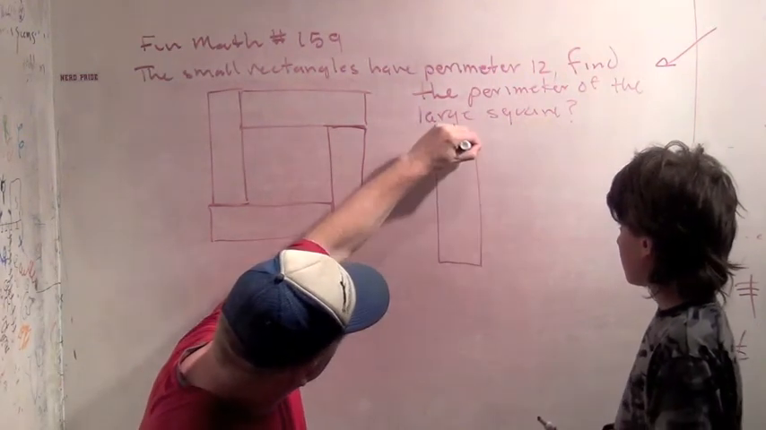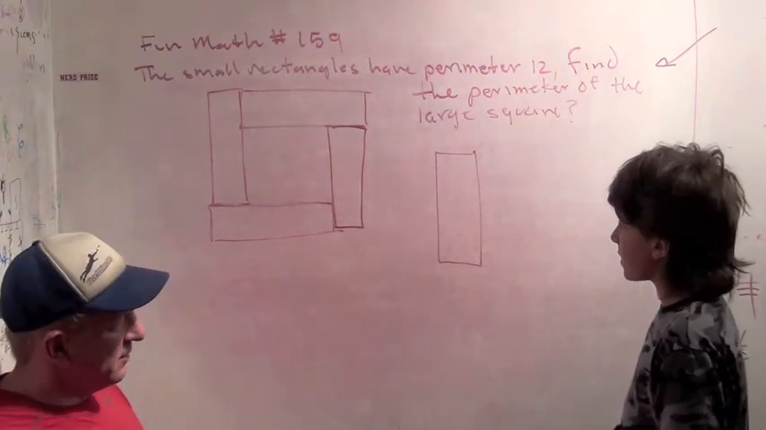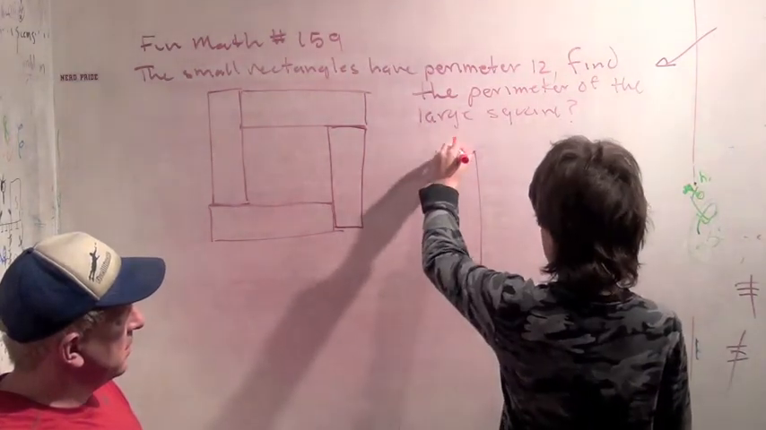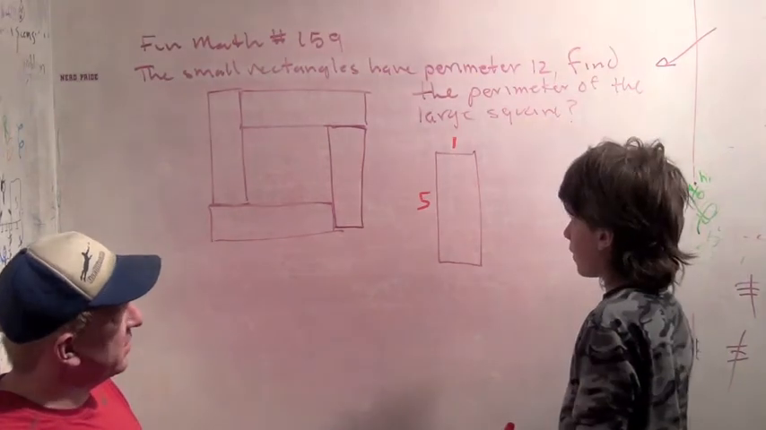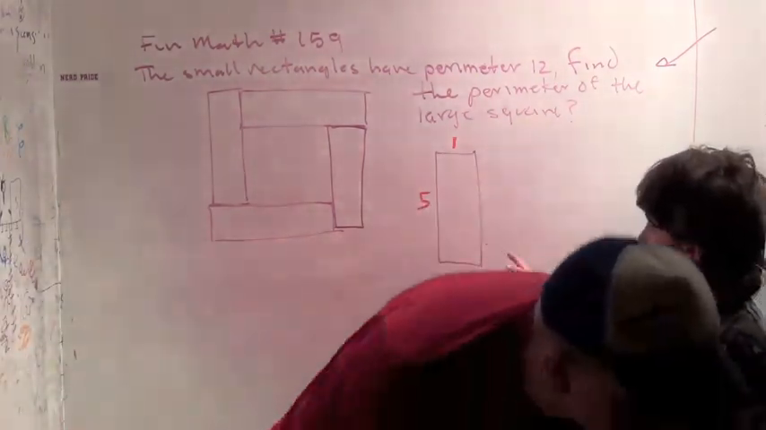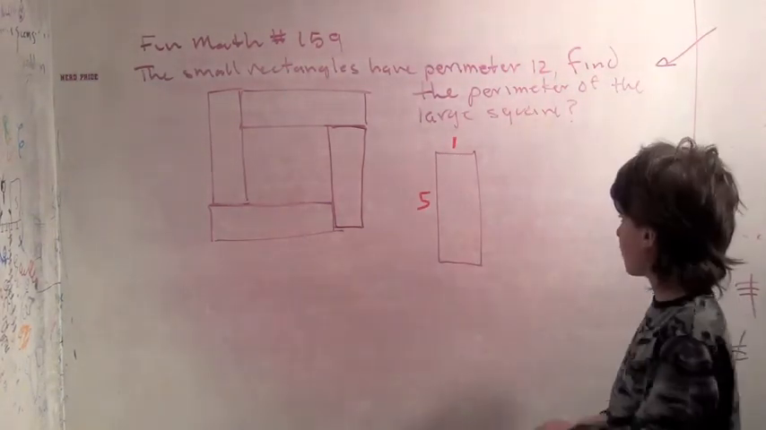If I just draw a rectangle like this, what does it mean that that rectangle has perimeter 12? Well, it means the side lengths can be 1 and 5. Why does that make the perimeter 12? Because 1 and 5 adds up to 6. Do they have to be 1 and 5? No, they can also be 2 and 4.